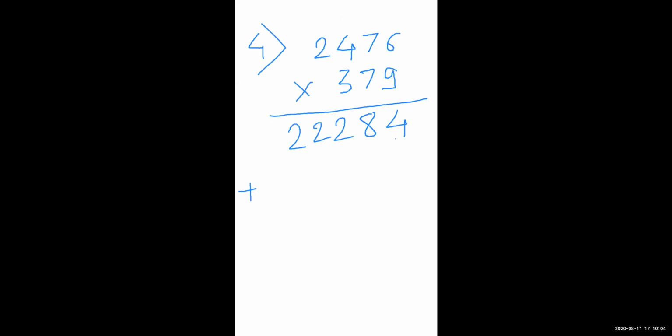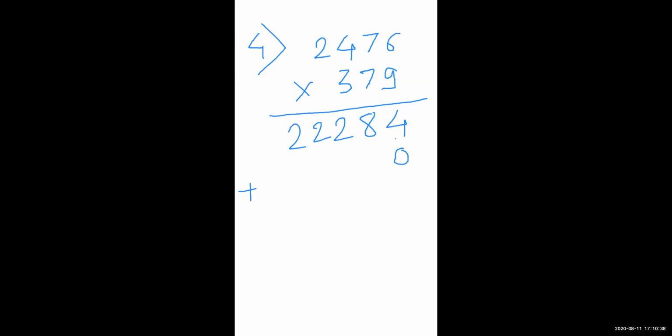See, you know that 70 has a 0. 7 tens is 70. You know that if you multiply any number by 0, the answer is always 0. Yes. Now multiply this 2476 by this 7. Okay, let's count.